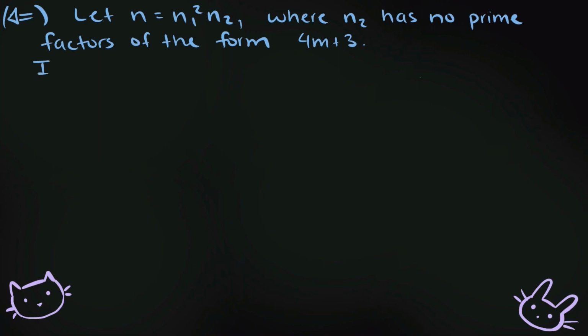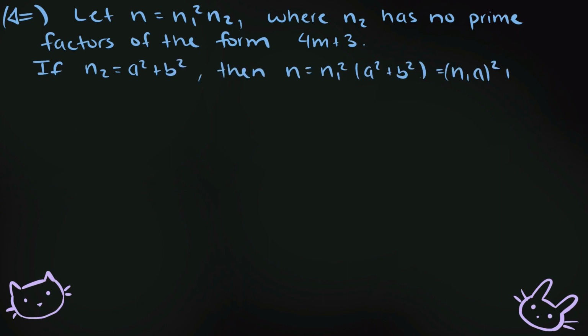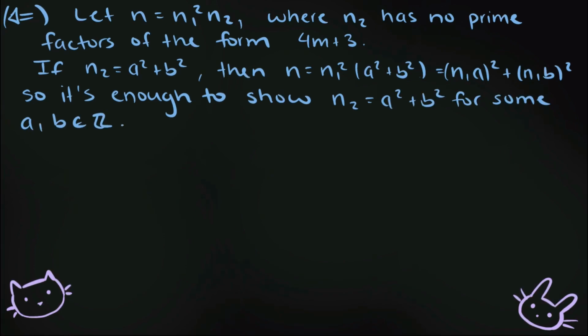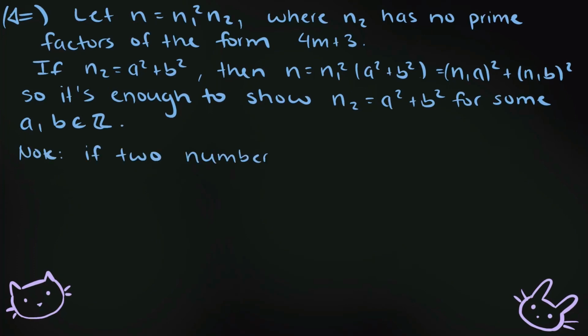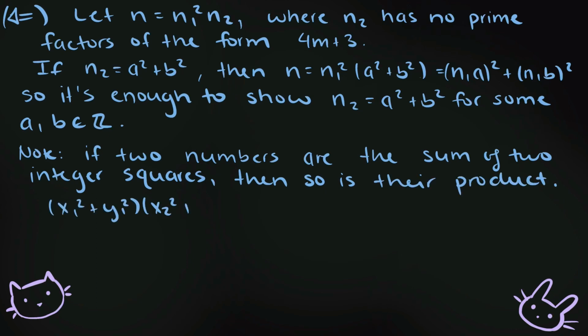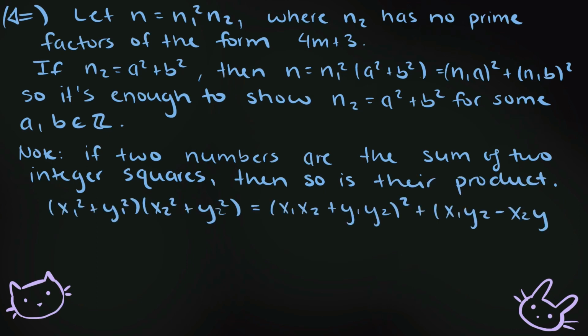So all we have to worry about is what's happening in n2, because if n2 is the sum of two squares, so n2 is equal to a squared plus b squared, then we can write n as n1 a squared plus n1 b squared. So no matter what n1 is, we don't have to worry about it. So it's enough to show that n2 is the sum of two squares. And also note that if two numbers are the sum of two squares, then so is their product.